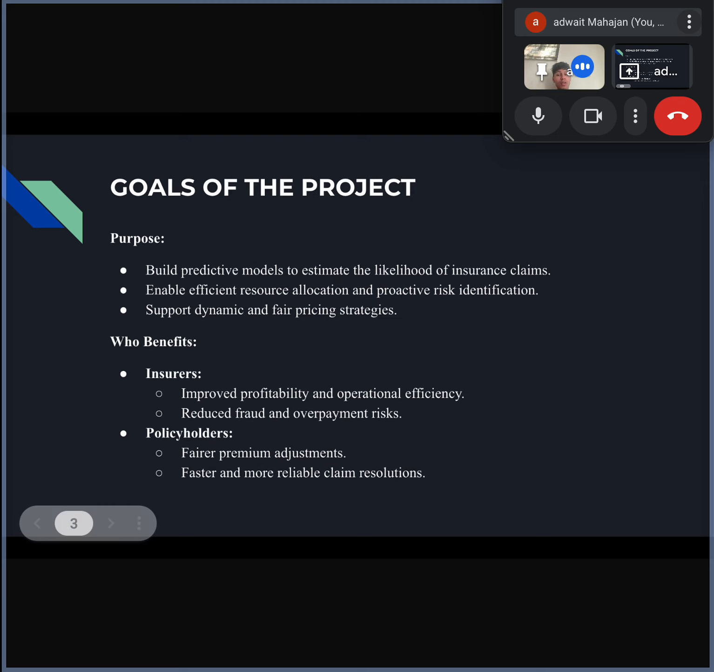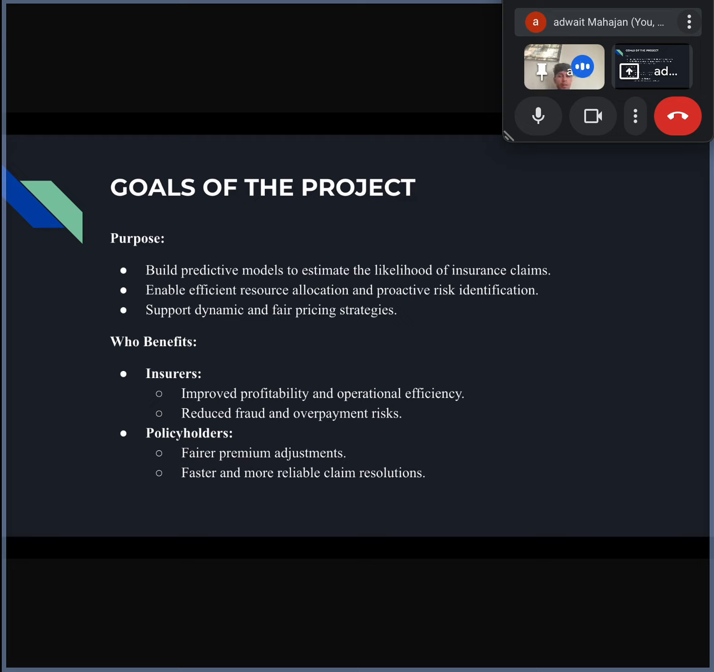If we talk about the goals of this project, the primary goal of this research was to build predictive models to estimate the likelihood of insurance claims being filed. By understanding these probabilities, insurers can allocate resources efficiently, adjust pricing strategies, and identify high risk policyholders more proactively.